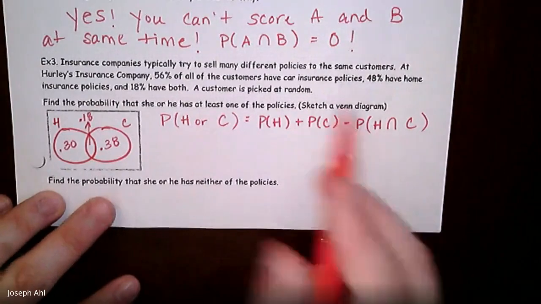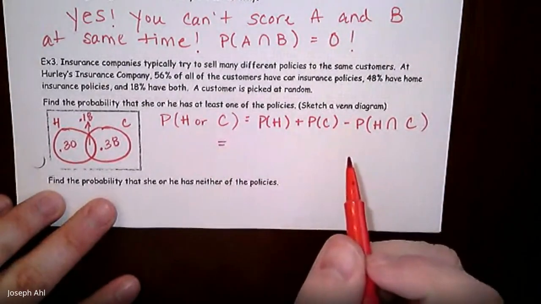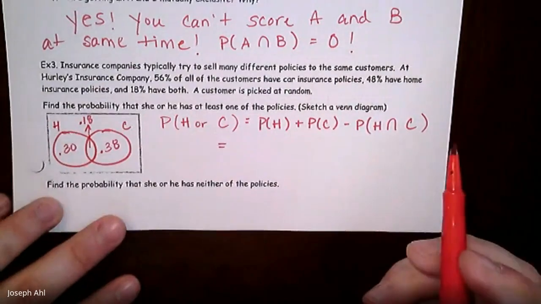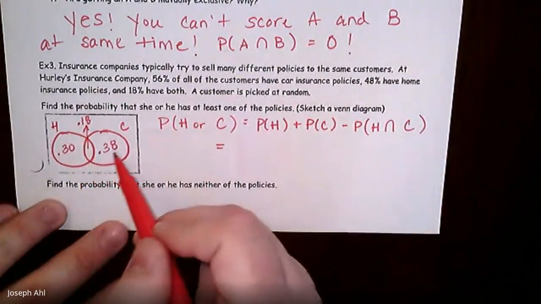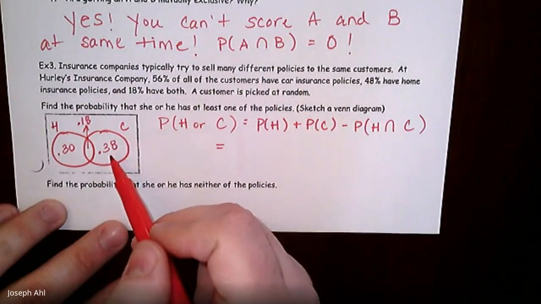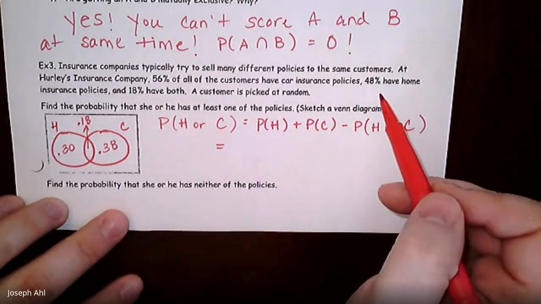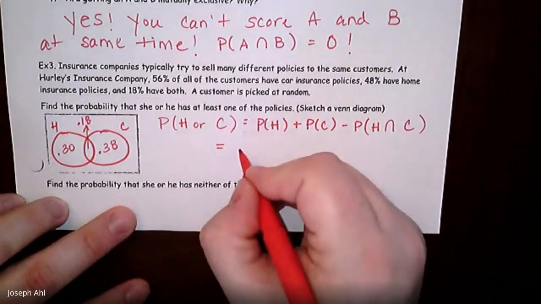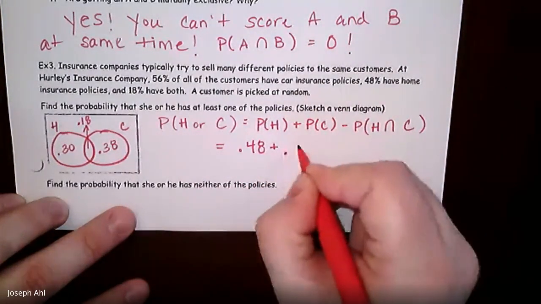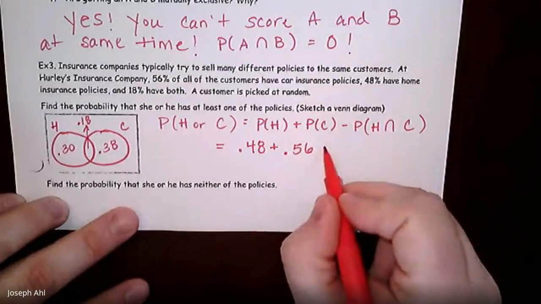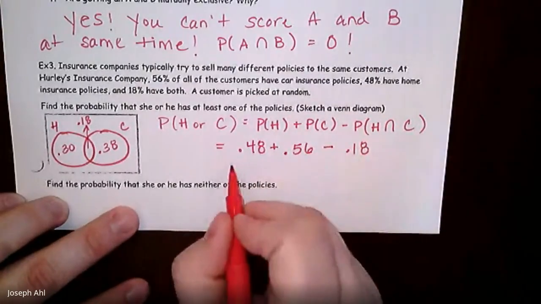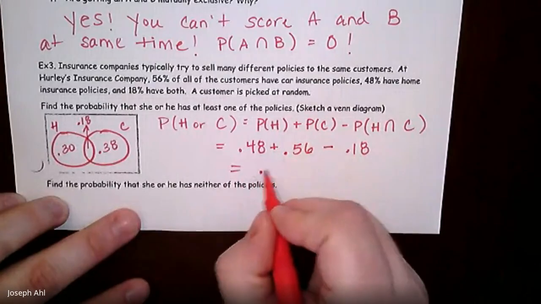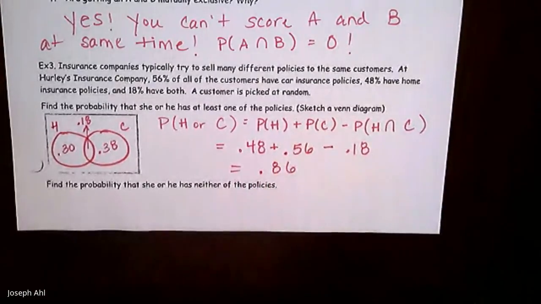And now that we have that pretty clearly defined in this Venn diagram, you can do one of two things. You can either add all those probabilities up together that we just had in here, or you can use the information from up above. The probability of homeowners insurance is the 48%. Probability of car insurance is 56%. Subtract the intersection of 18%, and we get that the probability that this will happen is 86% chance that you have one or the other with this specific company.